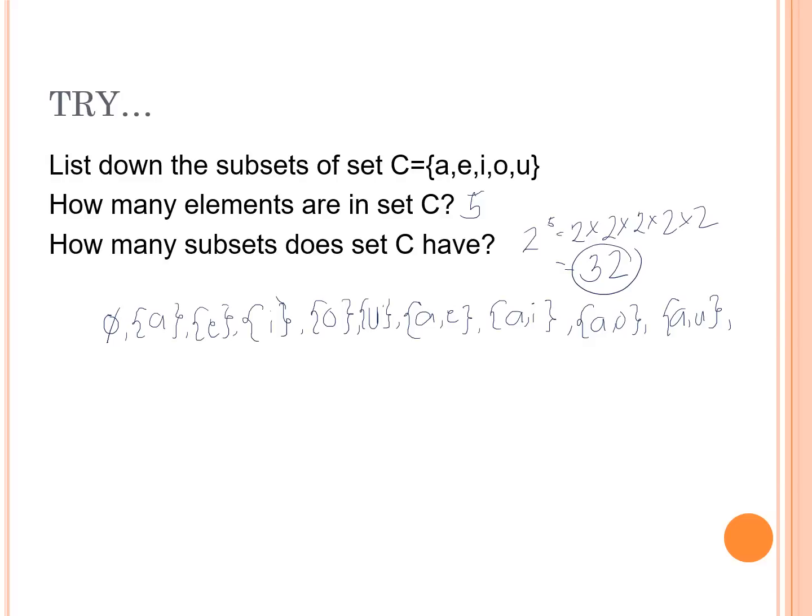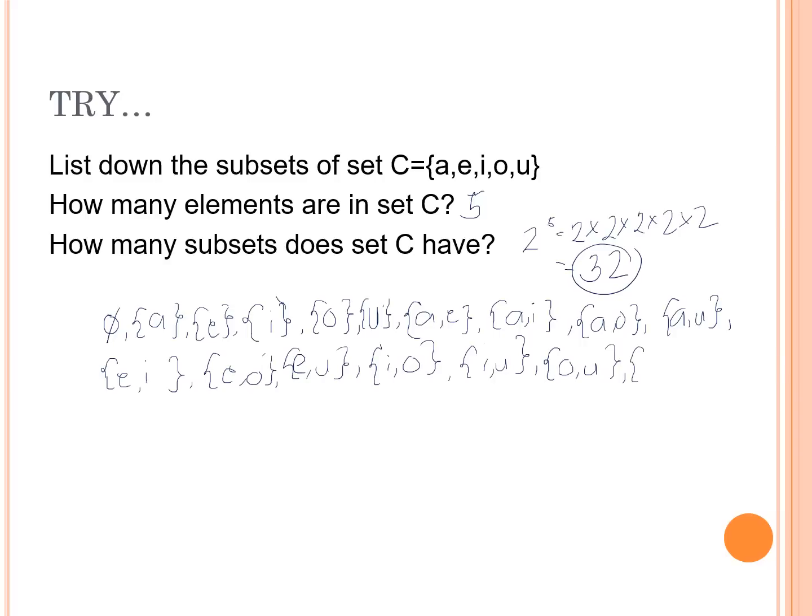Since we're done with A and U, we start with letter E as the first element, so E and I. We also have E and O. What else? E and U. Okay, we're done with E as the first element, so let's have I as the first element, and then O, I, and U. Next, we have O as the first element, and of course, U as the second element. I think we are done with two elements.